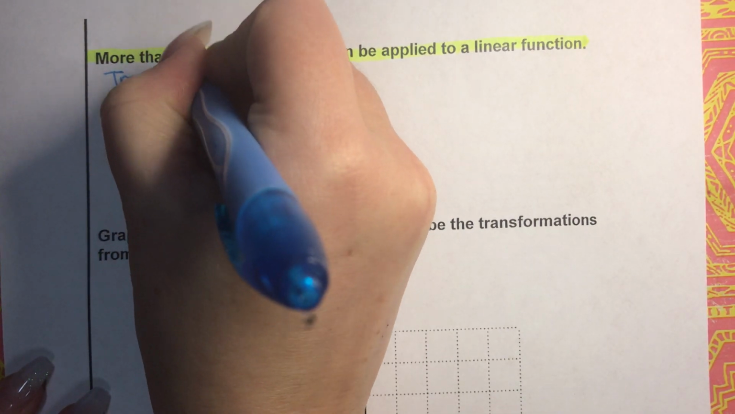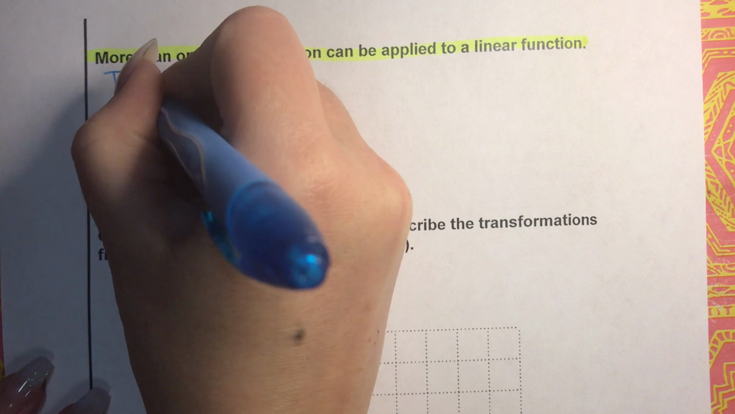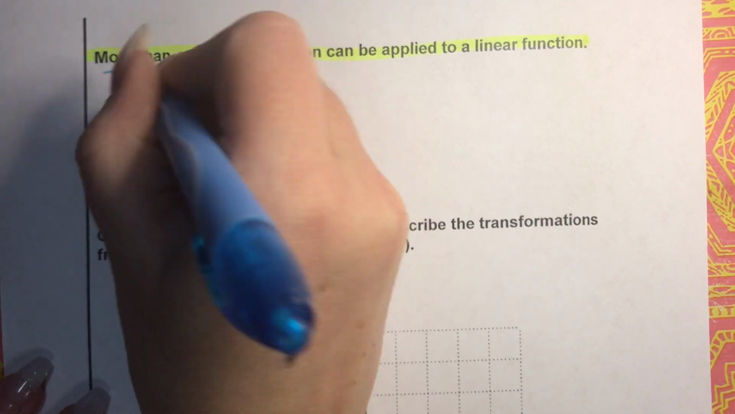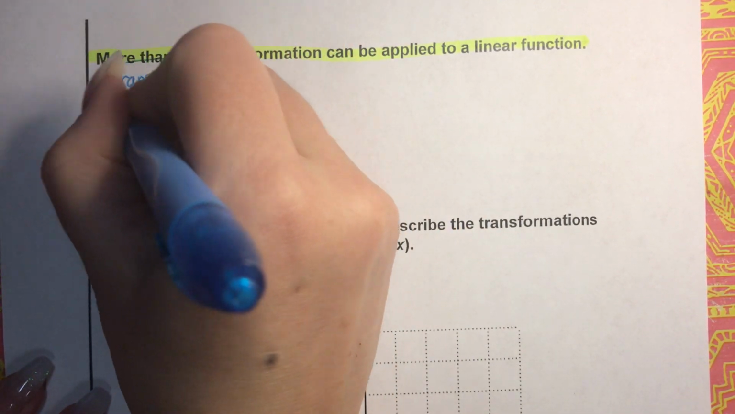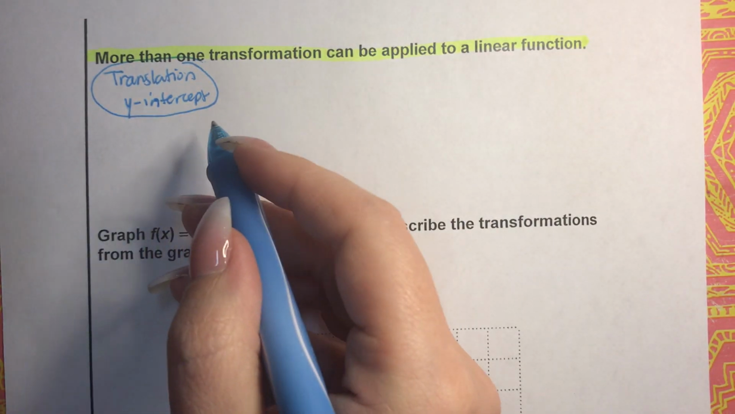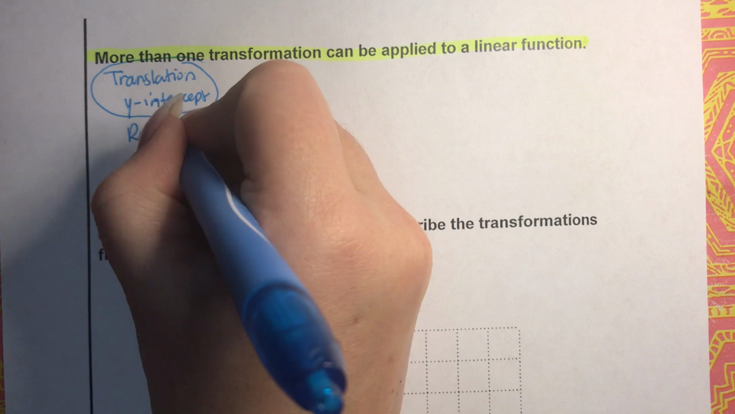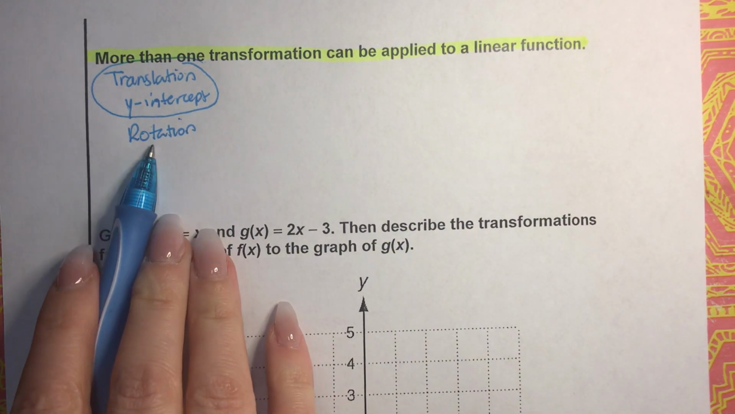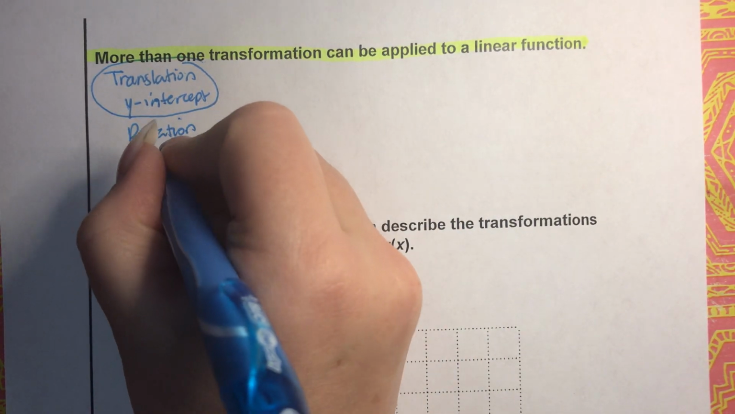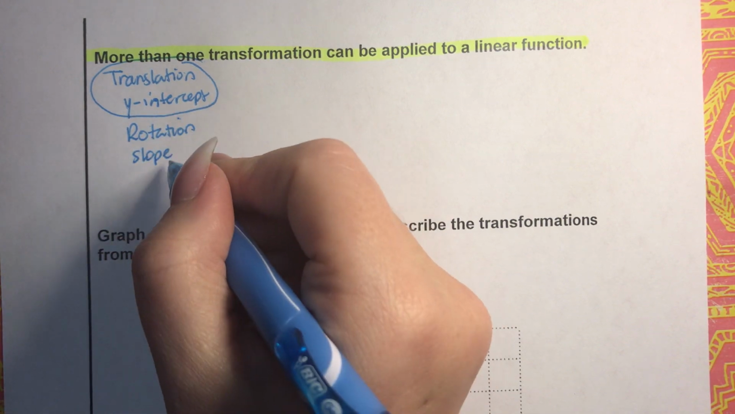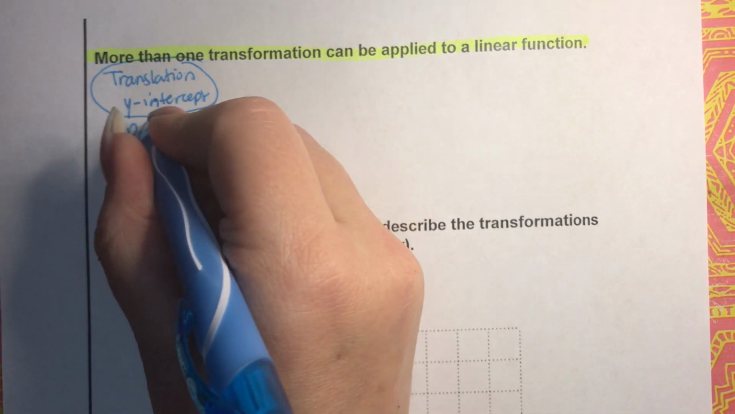And so remember, if we're talking about translations, what do we look at? We look at the y-intercept, and if the y-intercept changes, we know that we're dealing with a translation, okay? What's the other thing? The rotations, right? What do we look at when we're talking about a rotation? We look at the slope, and if the slope gets bigger, it's more steep. If the slope gets smaller, it's less steep.